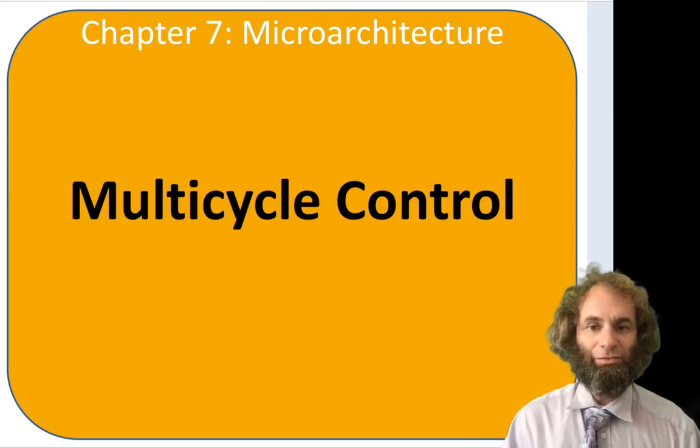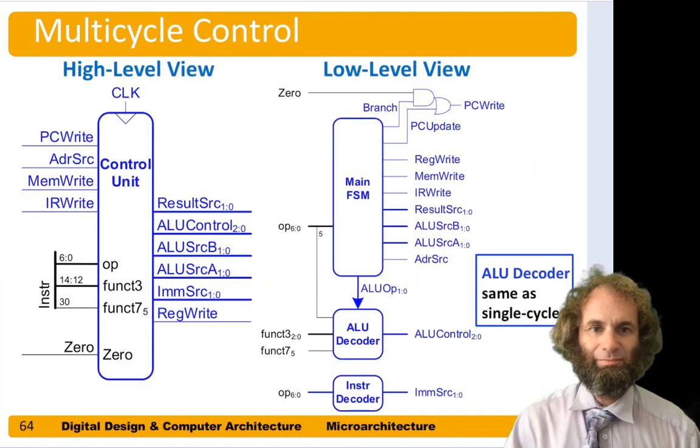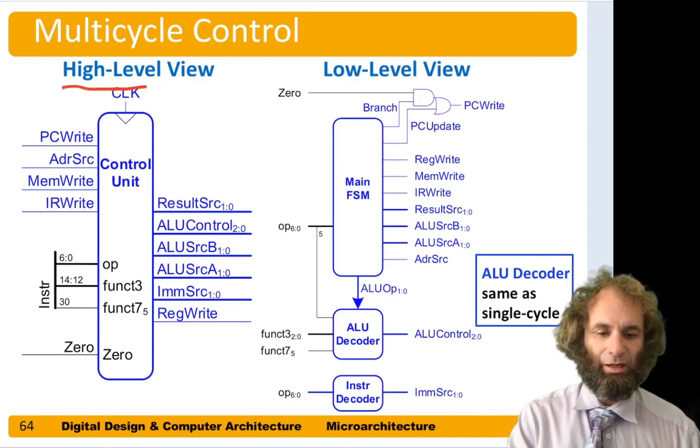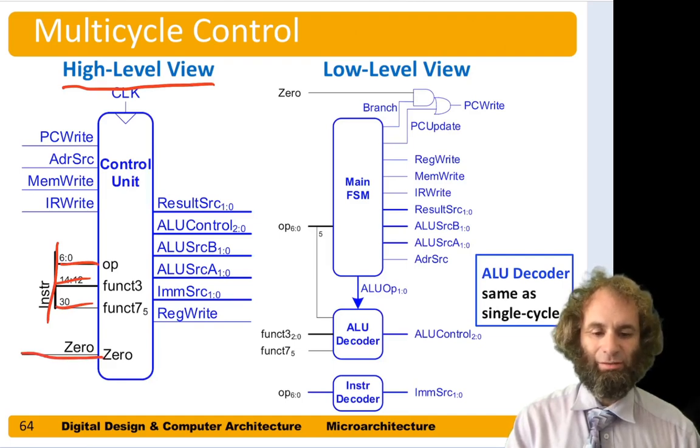Hello! In this video, we'll develop the controller for the multi-cycle processor. So just like we did with the single cycle processor, we're going to work out the controller. Here's the high-level view of it. It takes the instruction and the 0 flag from the ALU in, just like in the single cycle processor, and it produces the appropriate control signals.